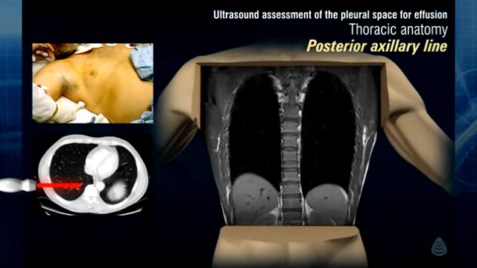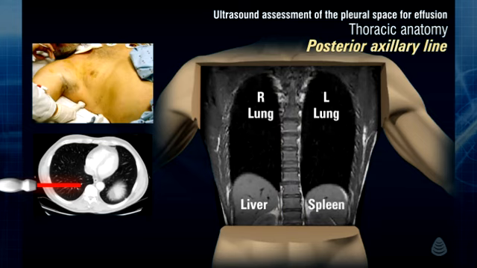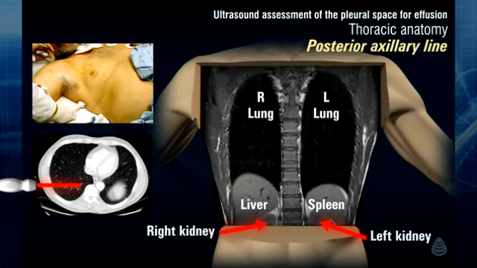The main anatomical structures and organs visualized in this plane of cut are the right lung, the left lung, the vertebral column, the liver, the spleen, and the superior aspect of the right and left kidneys. Over the liver will be found the right hemidiaphragm, and over the spleen will be found the left hemidiaphragm.